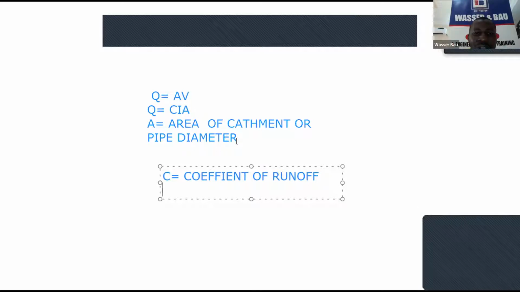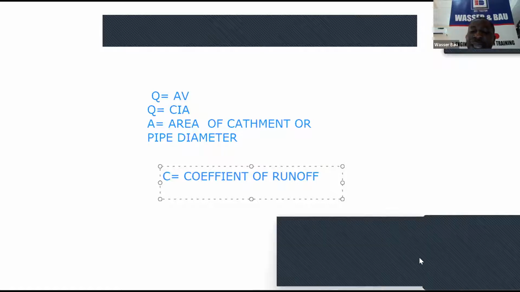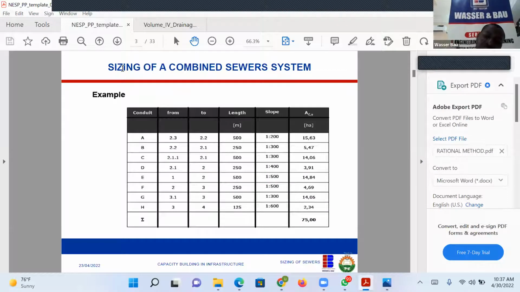It will now give us a new area called the effective area. We discussed it last week. We are looking for the effective area, because it's not all the area that is contributing to runoff. So we want to know which area is contributing runoff.